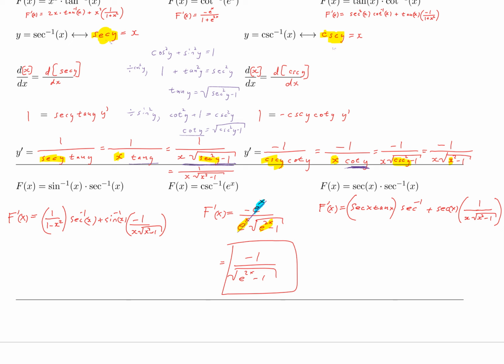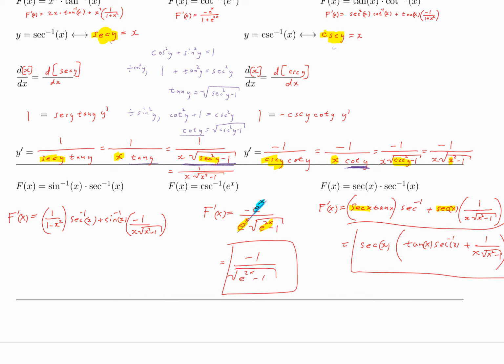Note we could simplify this one, and let's go ahead and simplify this one. Note we've got a secant x here, secant x there. We can go ahead and pull that out of both terms, and we will get secant x times tan x times the inverse secant of x plus 1 over x times the square root of x squared minus 1. And that's a good final answer right there.